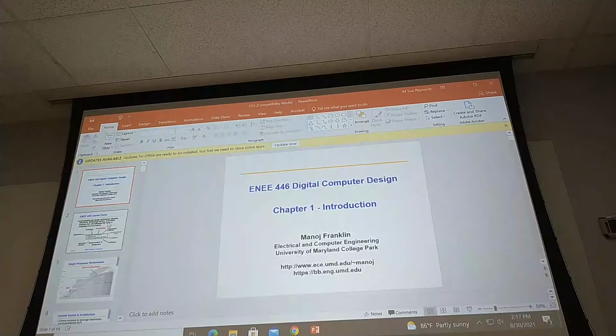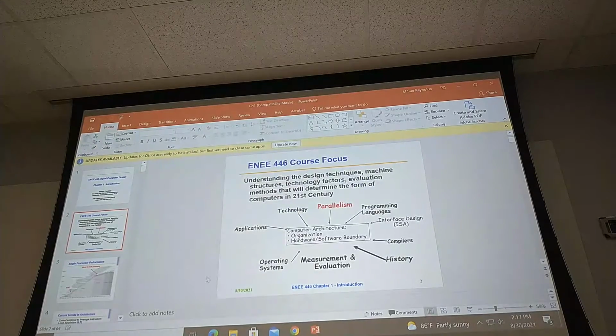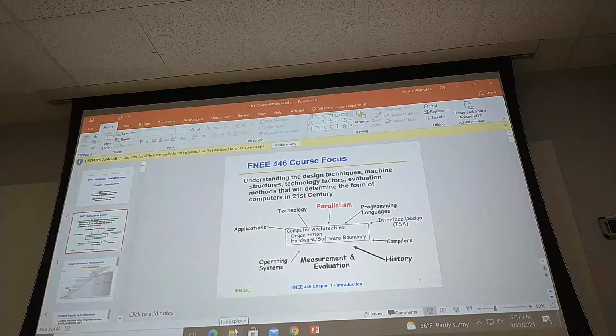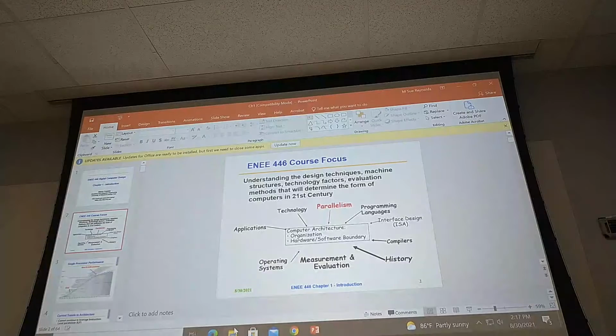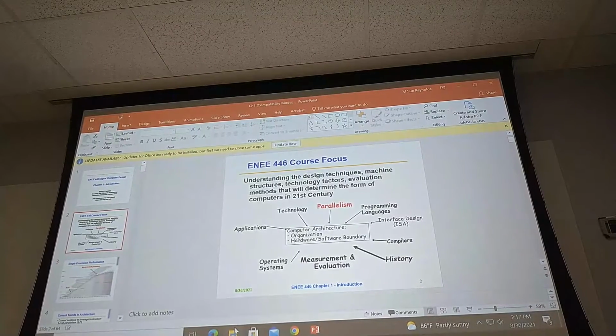Okay, I guess we'll start. The first chapter is an introductory chapter. We actually introduce what we call quantitative computer architecture. Until this book came along, the first edition, in the 1980s, computer architecture was a different field, the way it was taught, etc.